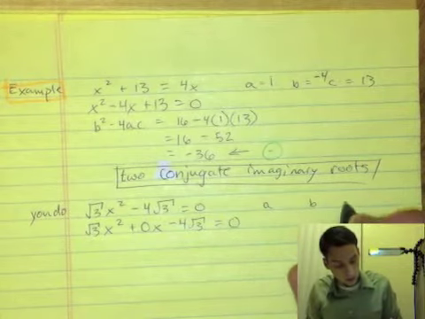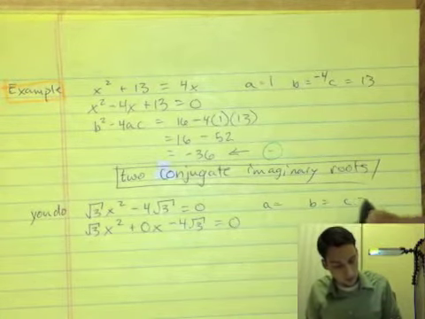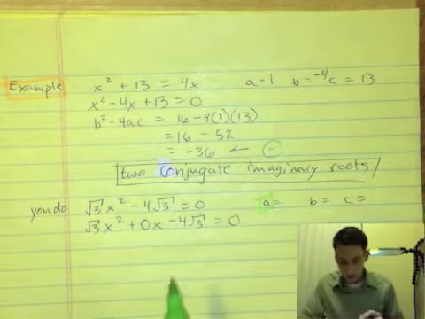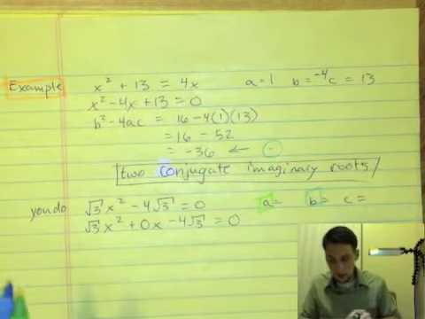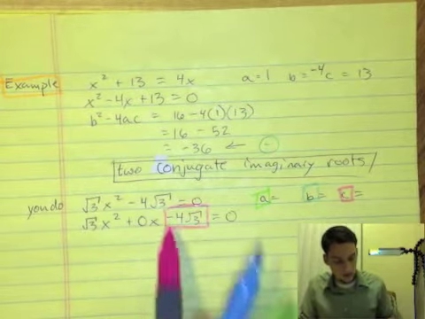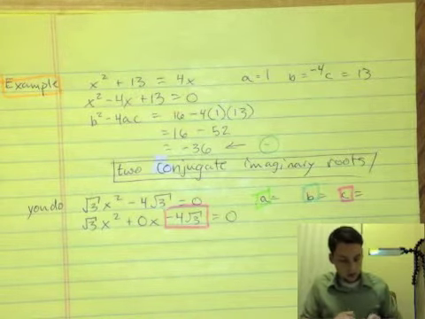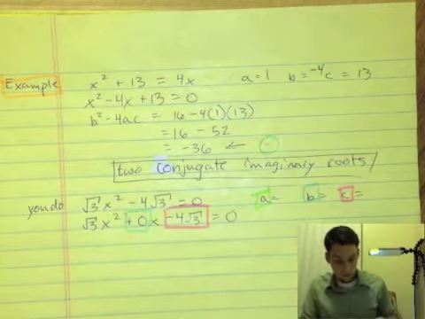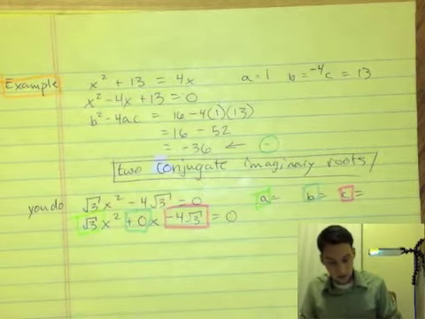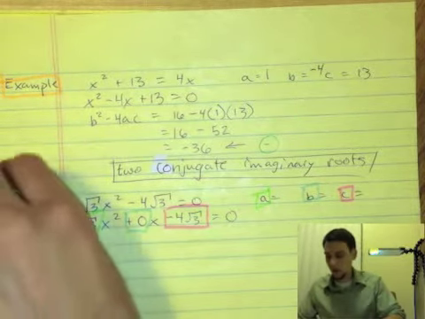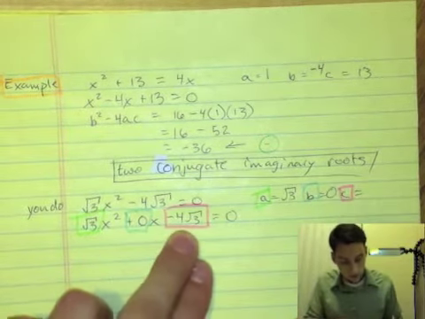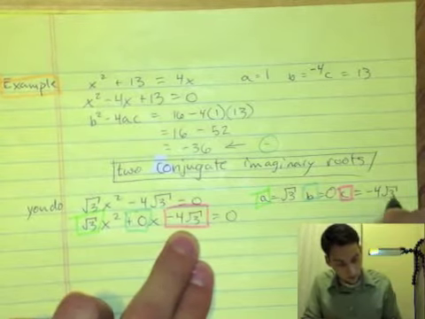Now we can write down our A, B, and C. I'm going to color code this because it might be a little confusing. A, B, and C. C is negative 4 root 3. B is 0. And we can see that now. And A is square root of 3. So let's write those down: square root of 3, 0, negative 4 root 3.